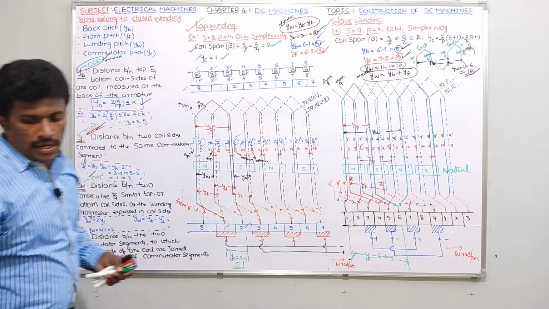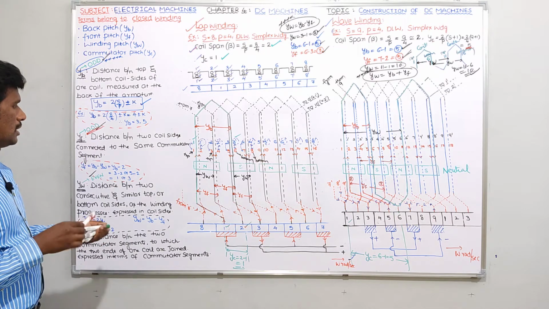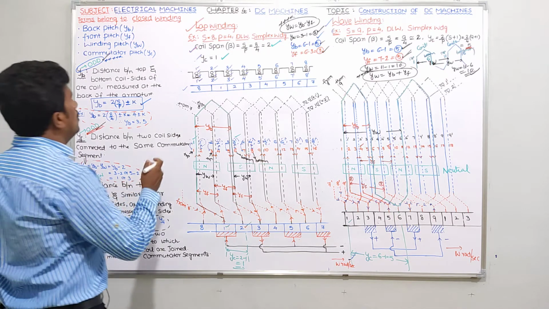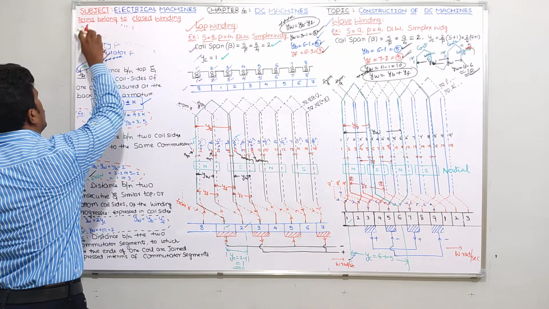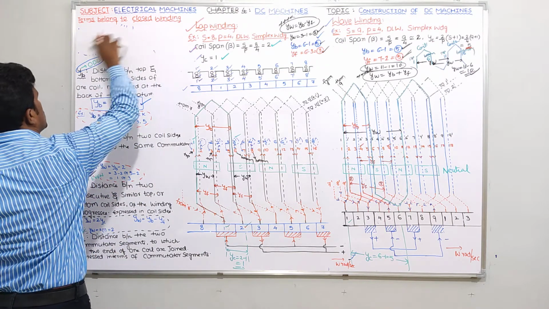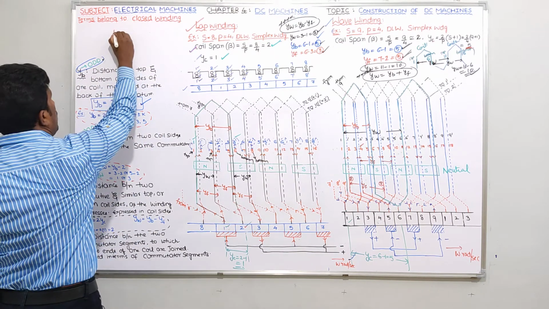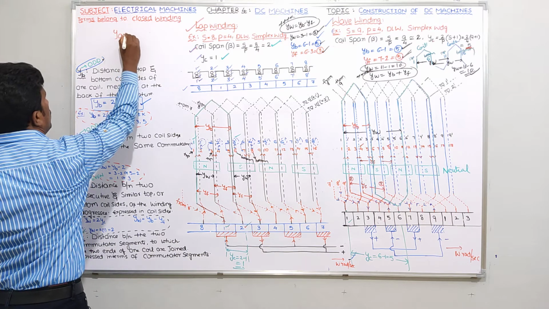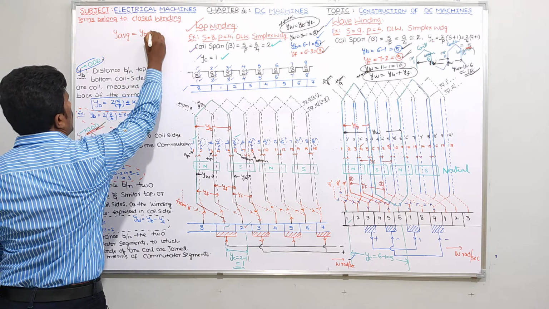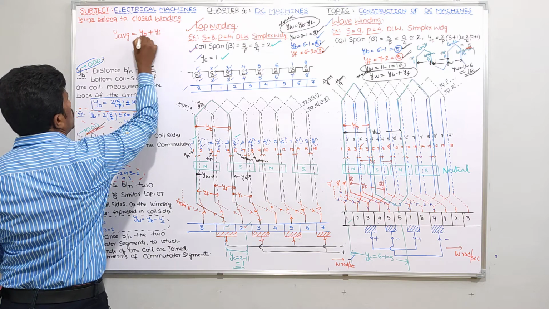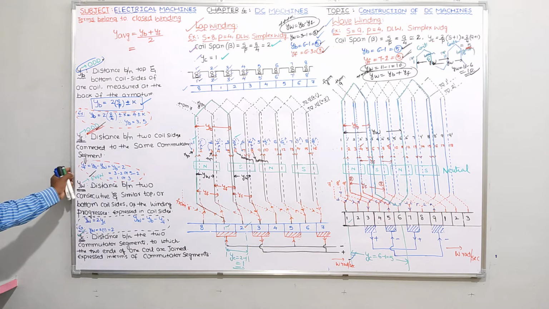Okay guys. Now, in addition to this, let me explain average pitch. Average pitch means what? See, average pitch is equal to, I can write the formula like this: YB plus YF divided by 2. YB plus YF by 2.